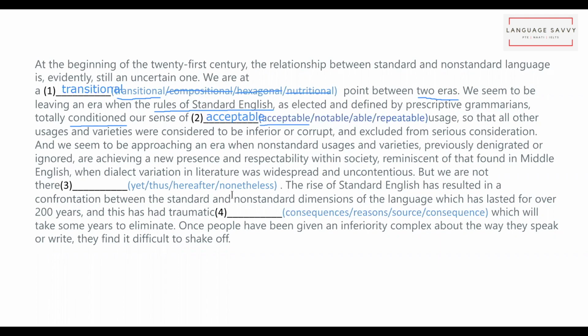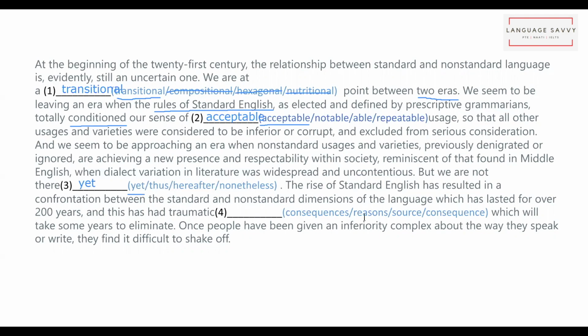Now moving on to the third fill in the blank. Now options are yet, thus, hereafter, and nonetheless. So let's read this line. But we are not there. Now the answer to this one flows from your tongue because we use this collocation so often. So this is a collocation, but we are not there yet. This is a very popular collocation, that they are trying to do something but we are not there yet. They are trying to reach a goal but we are not there yet.